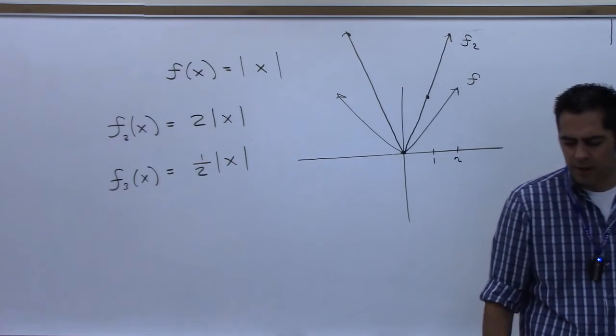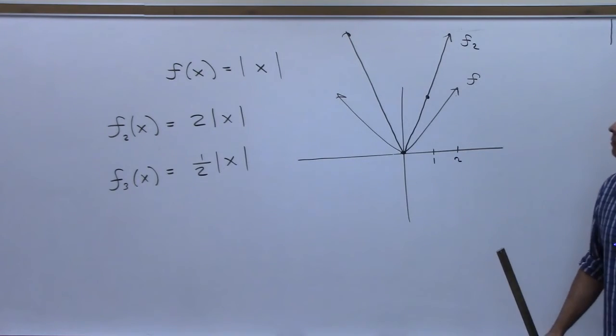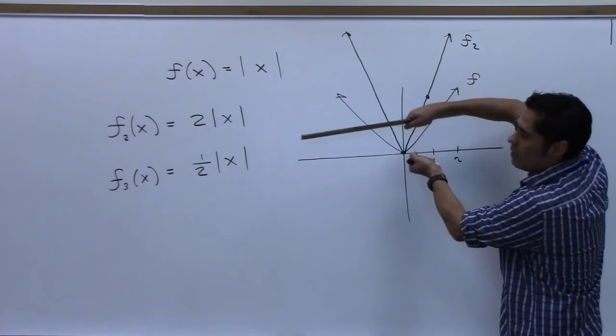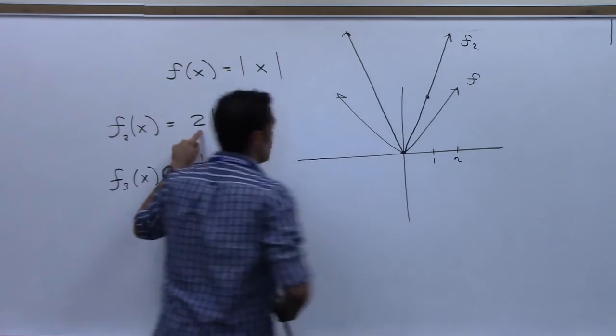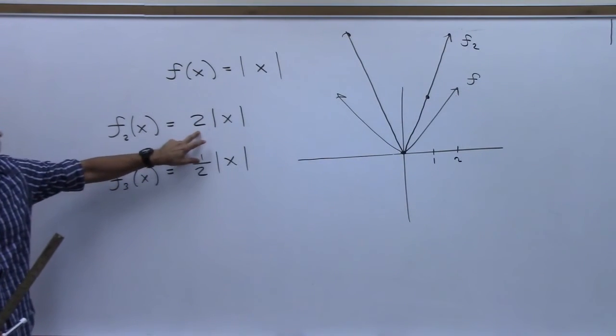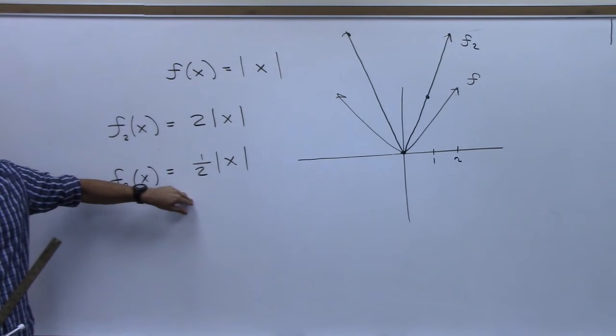Vertically stretched is what they call it. So that's where I said the first way you could stretch it out, if the number in front is bigger than 1. If the number in front is between 0 and 1, what does it do?